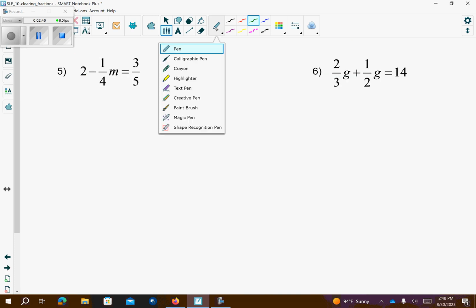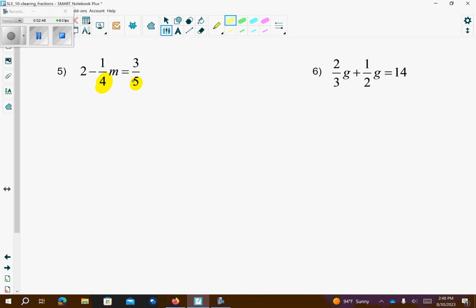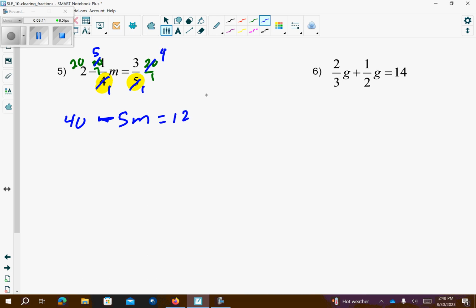Number 5, notice I have two different denominators. I have a 4 and a 5. Okay, 4 times 5 is 20, so I'm going to multiply everything by 20, or 20 over 1. Go ahead and reduce. 20 times 2 is 40. 4 goes into 20 5 times. 5 times 1m, so it's going to be a minus 5m. 5 goes into 20 4 times. 4 times 3 is equal to 12.